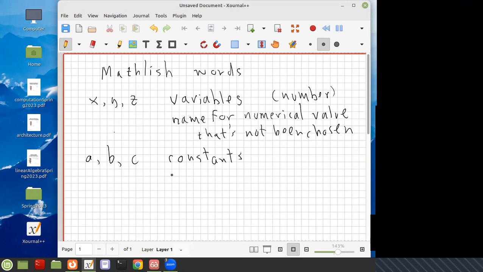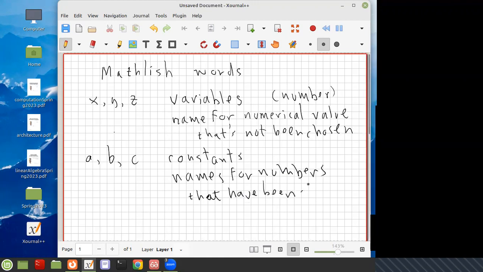Now, constants are like variables, names for numbers that have been chosen. So this is just a name for a number that we've already chosen. They're just values that you sort of have. They're part of the prerequisite of the problem.